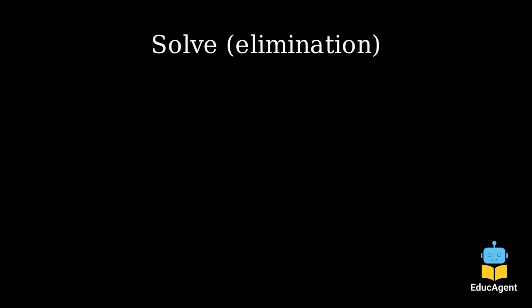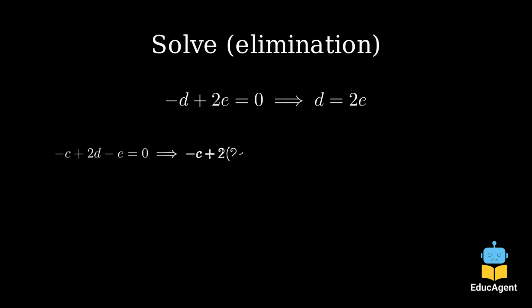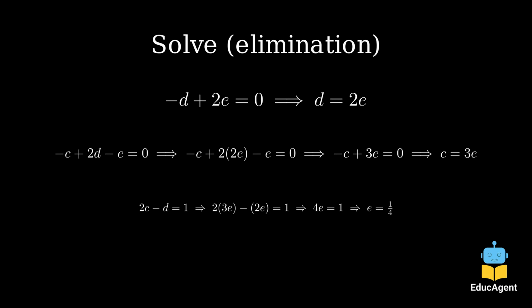We'll solve from the bottom up. Use the third equation first, substitute into the second, then into the first. From the third equation, we isolate d in terms of e. Substitute d equals 2e into the second equation and solve for c in terms of e. Now substitute c and d in terms of e into the first equation to find e equals 1/4. Finally, compute d and c from e to get the numerical values.